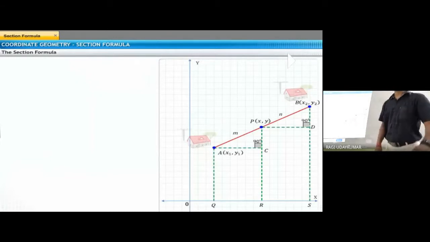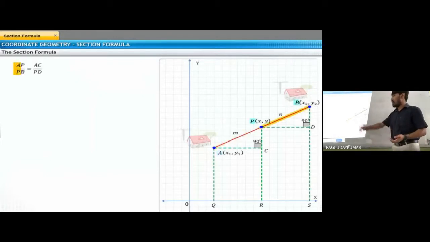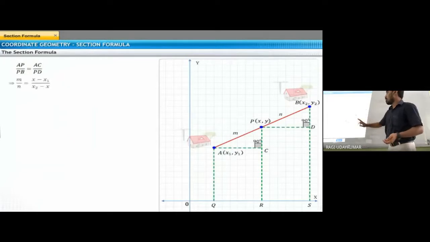The ratios should be taken into consideration. And here AP by PB is equal to AC by PD. So how much is AP by PB? M by N. AP by PB is equal to M by N. And AC we have already found, that is X minus X1, and this is X2 minus X.